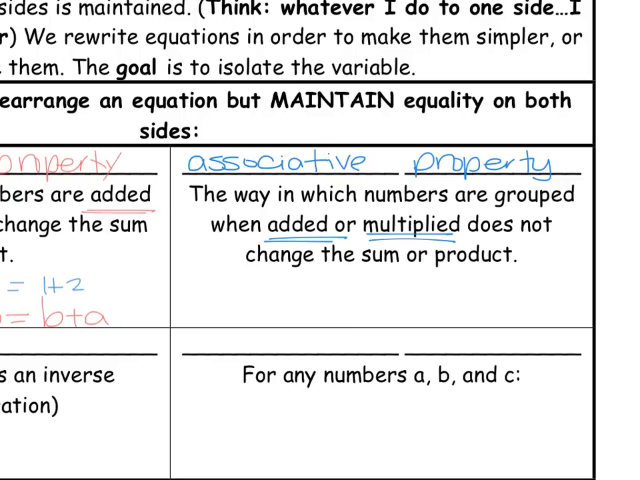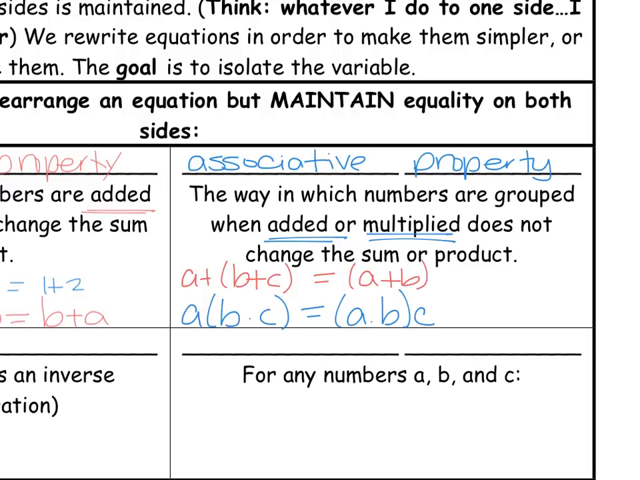So what that means is if I multiply A times B times C, that's the same as A times B times C, just grouped differently. And it'll work that way with addition. If I have A plus the quantity B plus C, that's the same as the quantity A plus B plus C. We're going to get the same product or the same sum. And again, notice there's no division or subtraction.